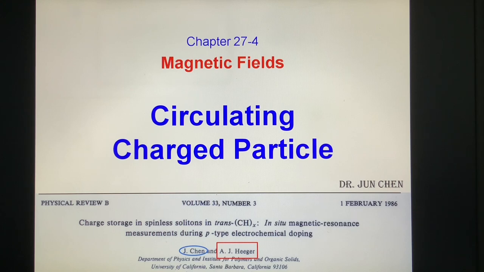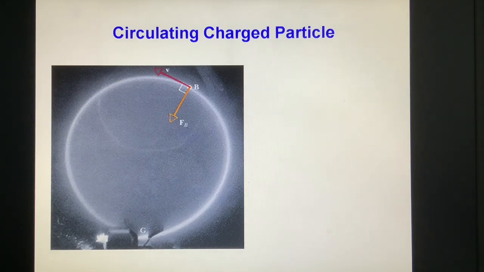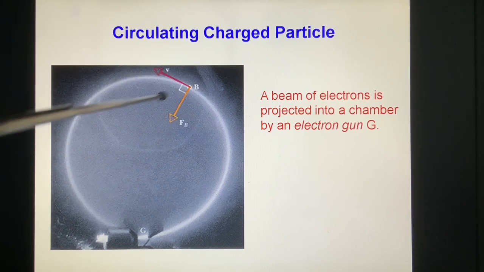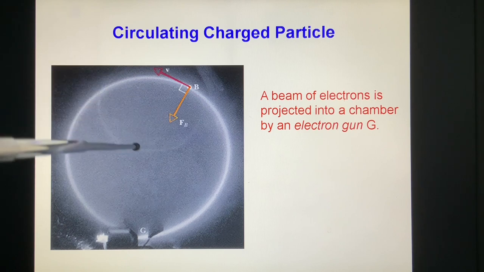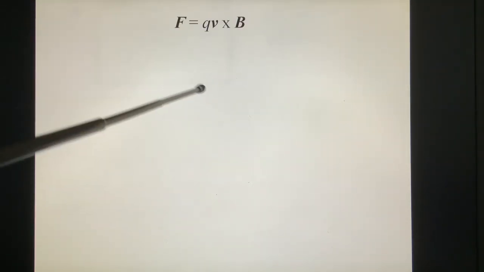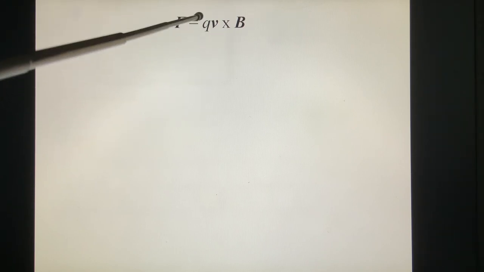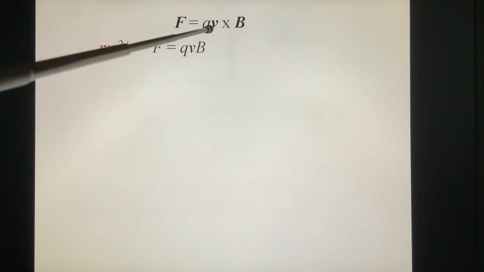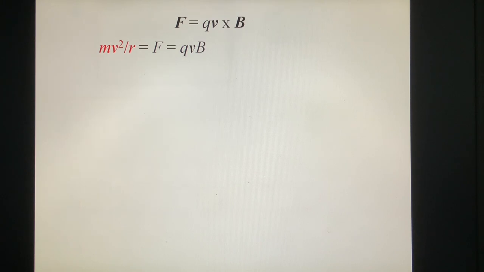Circulating charged particle. A beam of electrons is projected into a chamber, from here, by an electron gun G. And we have a magnetic field B uniform, this points towards you, perpendicular to the page. The electron follows a circular path in the perpendicular magnetic field. Then we see the electron will experience a magnetic force F equal to q v cross B. And what is important is the purpose of this force. This force actually is the centripetal force of its circling, because it's doing circular motion. Centripetal force is offered by the magnetic field.